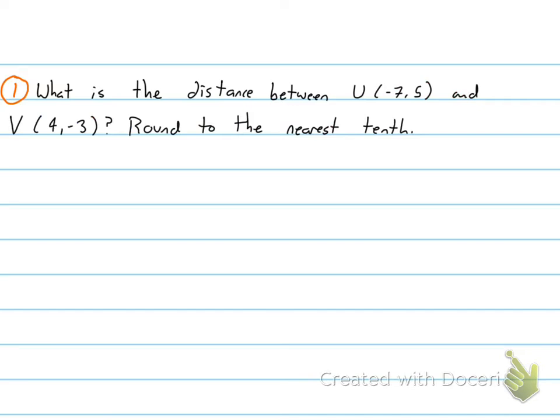What is the distance between point U, which is at negative 7, 5, and V, 4, negative 3? And we want to round our answer to the nearest tenth, so take it out 1 decimal place. So what I'm going to do is I'm going to write my coordinates.